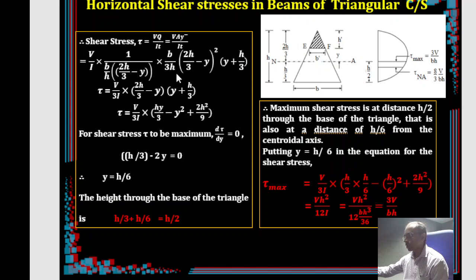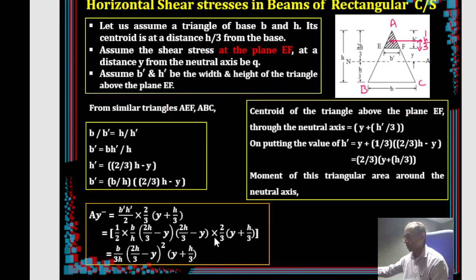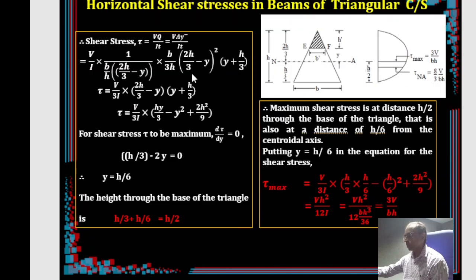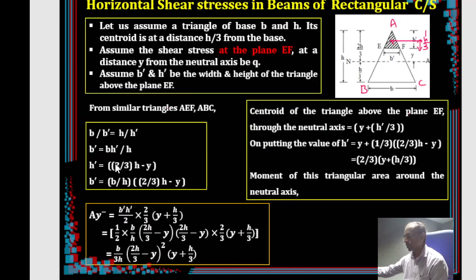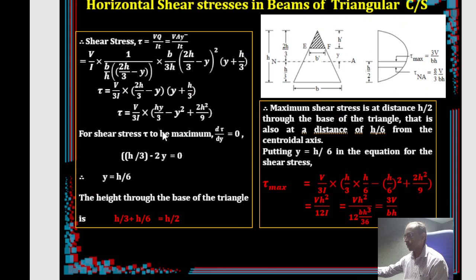So you got this particular equation. So here A y bar you have substituted just now what we have calculated, that one, this is the term V by 3h times 2h by 3 minus y square times y plus h by 3, and your t, the thickness or width of the section, is nothing but your b dash. So b dash is, this is the value, right? So b by h times 2/3 of h minus y. So put that value here.